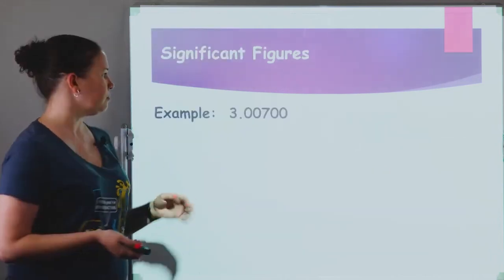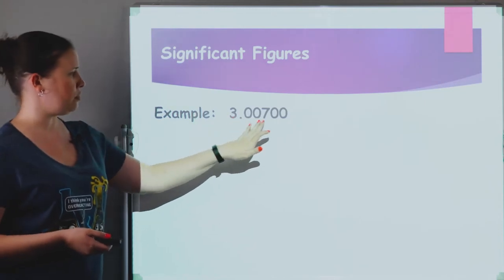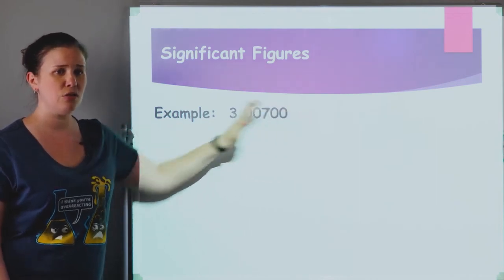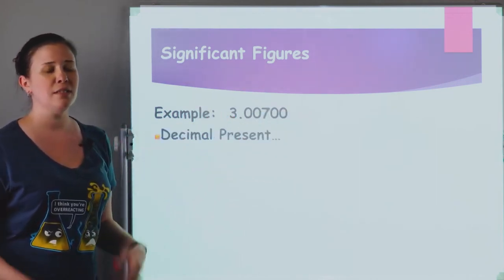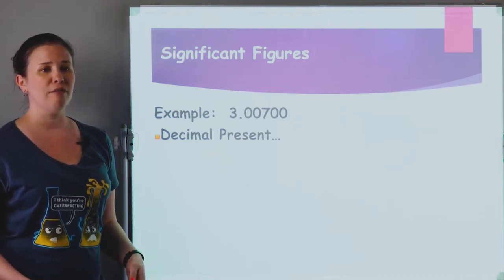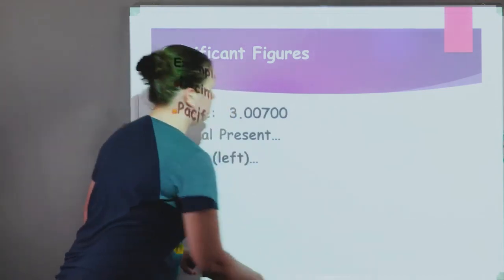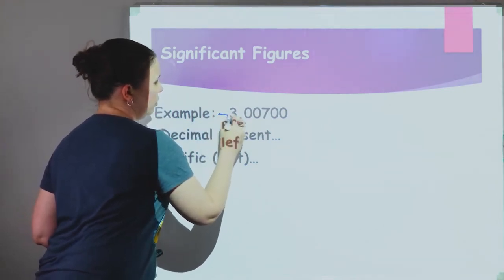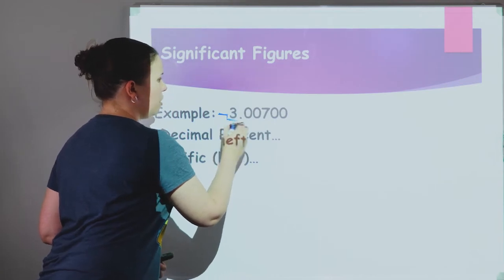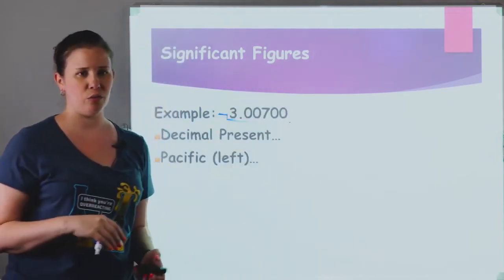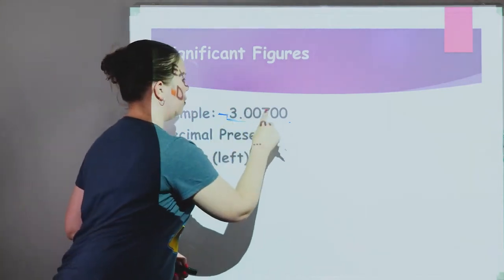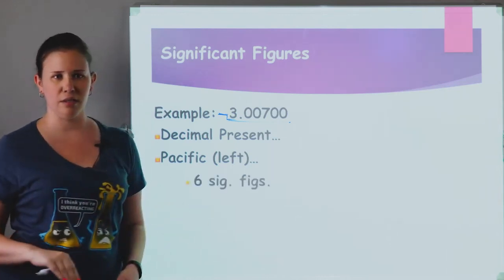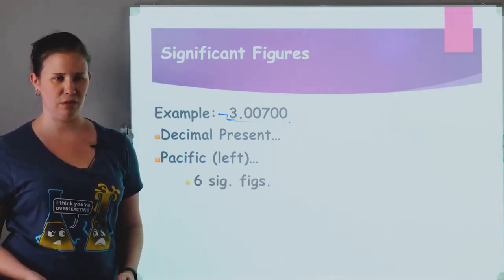So let's see how this works in action. First, I have 3.00700. So here I see a decimal that's actually written on purpose, not an understood decimal, but a real decimal. So that means the decimal is present. So that means I'm going to count from the Pacific side, which basically means from the left side. And I want to find my first non-zero number, which would be that 3. So that means I'm going to count all of the numbers afterwards. So 1, 2, 3, 4, 5, 6 digits. Once I start counting to the end of the number, that means 6 significant figures.